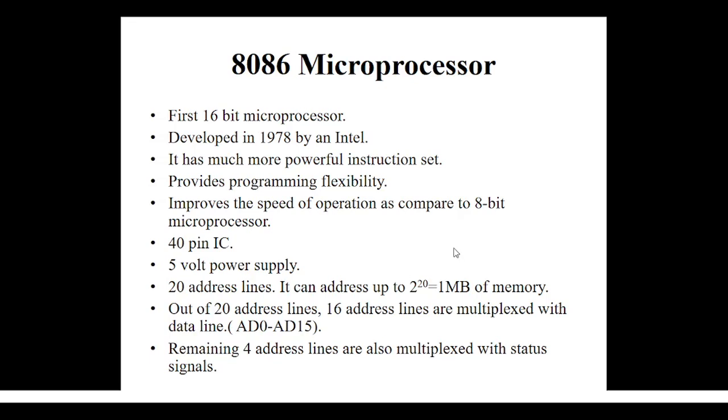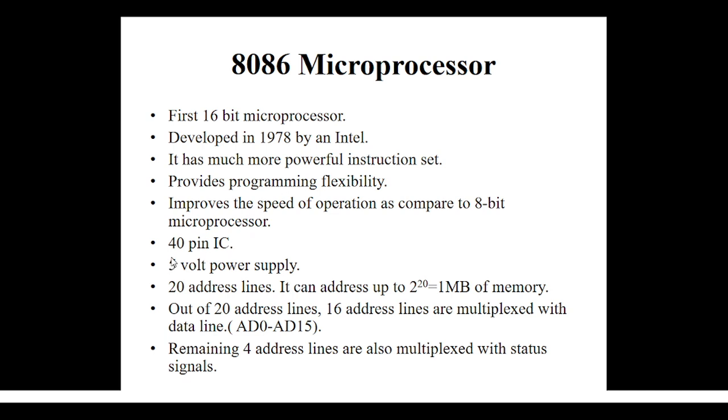So now we will learn the concept of the 8086 microprocessor. 8086 is a 16-bit microprocessor developed by Intel in 1978. It has more powerful instruction sets for performing arithmetical operations like addition, subtraction, multiplication, division, and many more. It has programming flexibility and can improve the speed of operation as compared to 8-bit microprocessors like 8080, 8085, and 8008.